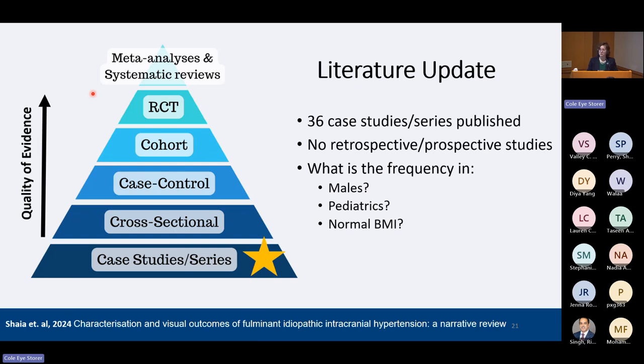So in our analysis, our narrative review, we found that no prospective or retrospective studies had been conducted on this presentation, and we really don't understand the frequency in males, pediatrics, and normal BMI patients.